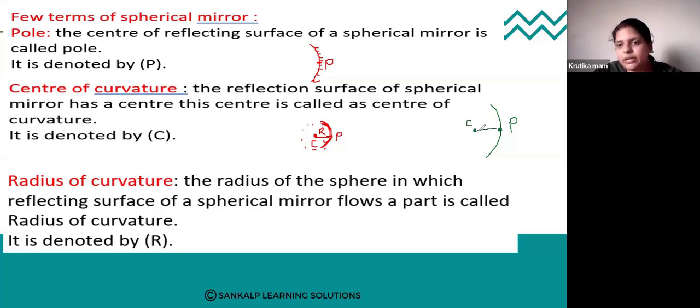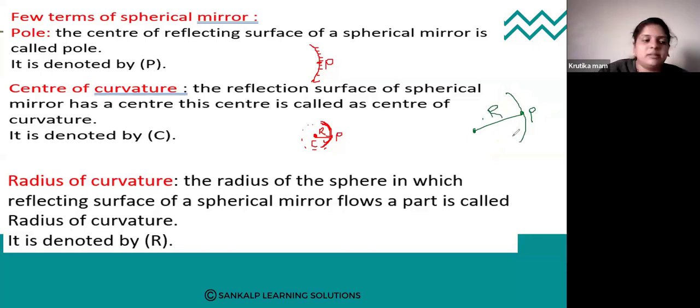The distance between these two, this distance or radius, is called what? Radius of curvature. The third term is radius of curvature. What is the radius of curvature? The radius of the sphere of which the reflecting surface forms a part is called the radius of curvature. Or you can define it this way: the distance between the center of curvature and the pole is called the radius of curvature. It is denoted by the letter R.